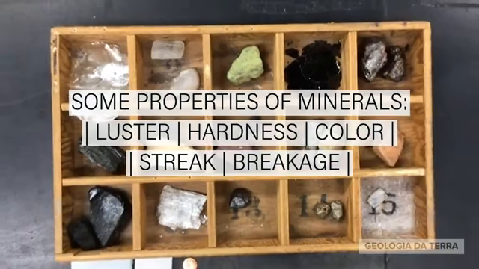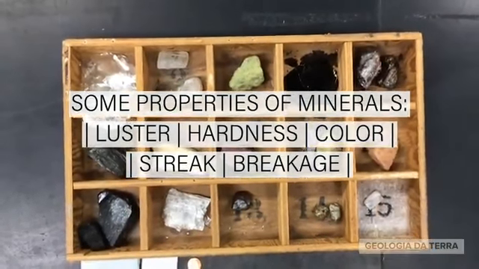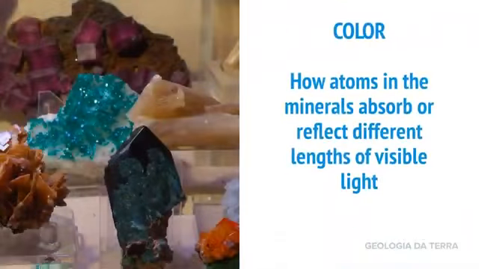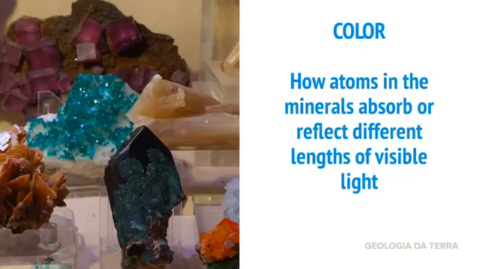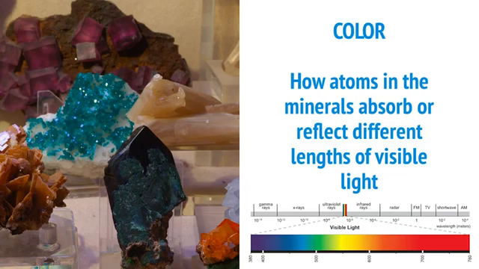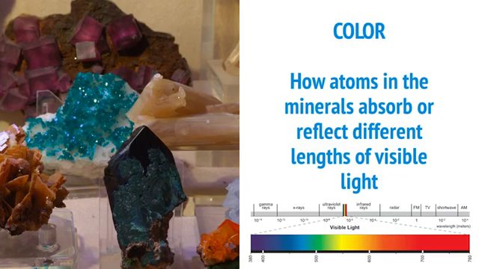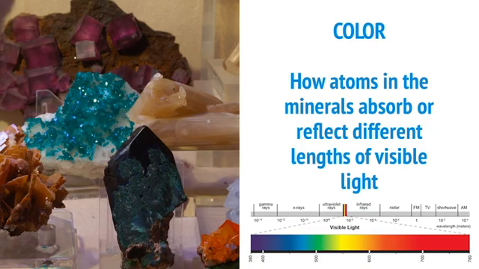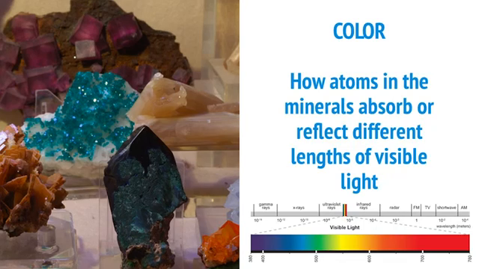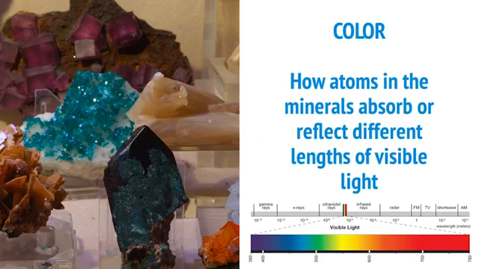The next property we'll talk about is color. Color is given by the interaction of the electromagnetic radiation of the visible region with the electrons of the atoms, molecules, and ions of the crystals. Minerals are colored because certain wavelengths of incident light are absorbed, and the color we perceive is produced by the remaining wavelengths that were not absorbed.